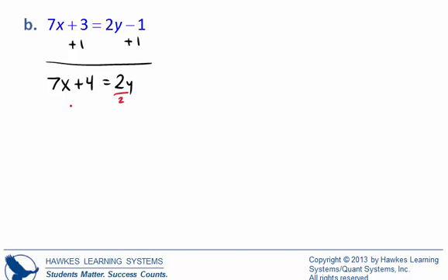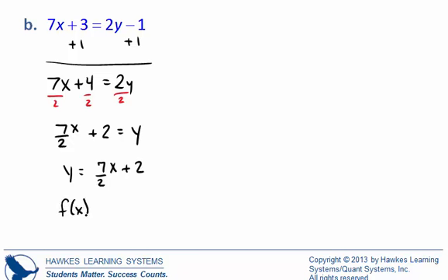And remember that dividing by 2 really means dividing each of these terms by 2. So we have 7 over 2 times x plus 4 divided by 2 is 2 is equal to y. And I'm going to turn this around so that it's y is equal to 7 halves x plus 2. And then I'm going to write it with the function notation, which means that I'm going to replace the y with an f of x. So we have f of x is equal to 7 halves x plus 2.